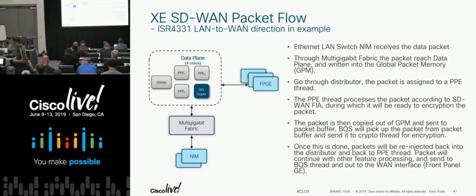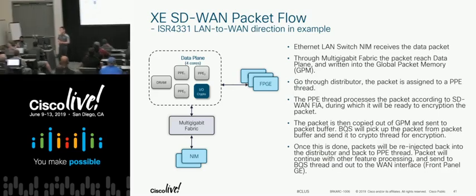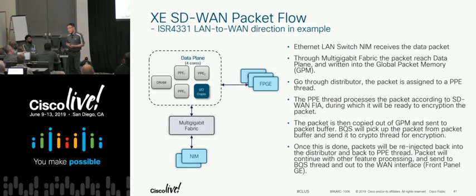Is the interface important? You mentioned the front panel interfaces versus NIM interfaces. Is that critical? So the question is, does the interface matter, the NIM versus the front panel interface? The NIM is always used for the LAN connection. The front gig is not always used for the WAN interface connection. The three gig interfaces on the front panel on the 4331.